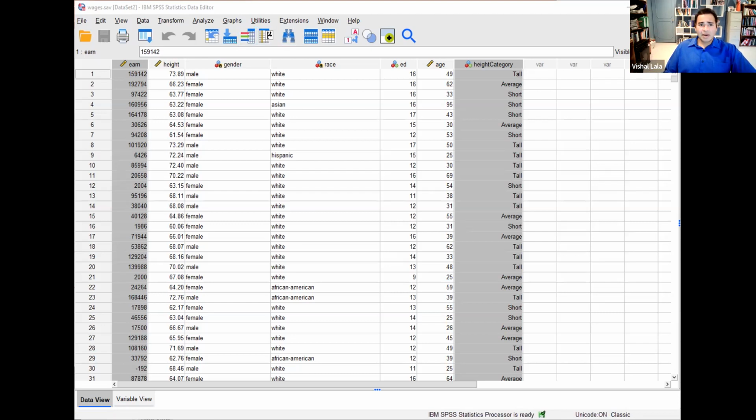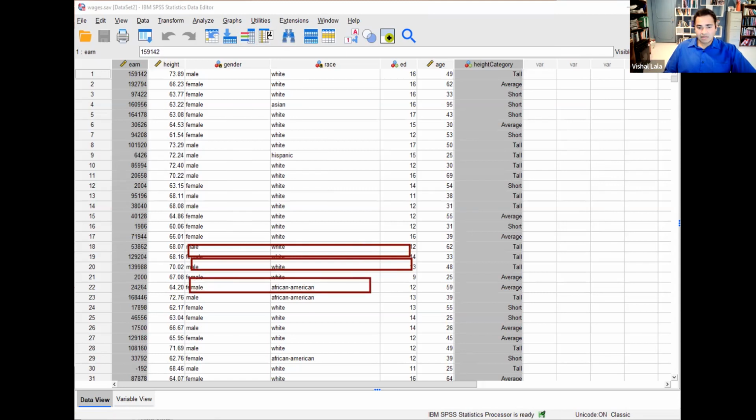So here we examine the results one by one, short versus average height. There's a difference. Short versus tall, the difference is significant. Lastly, average versus tall, there's a difference. So all 3 of these differences are statistically significant. In other words, short people make less money than average height people, who make less money than tall people. Okay.